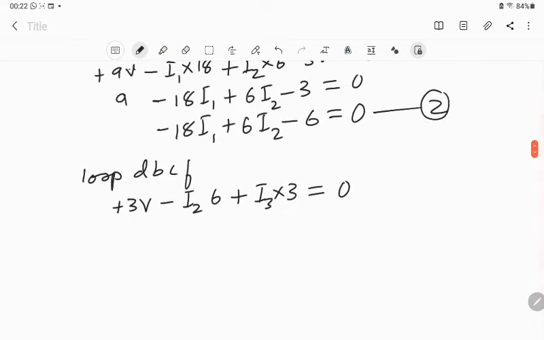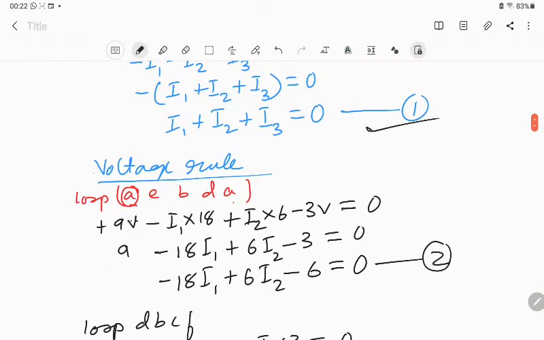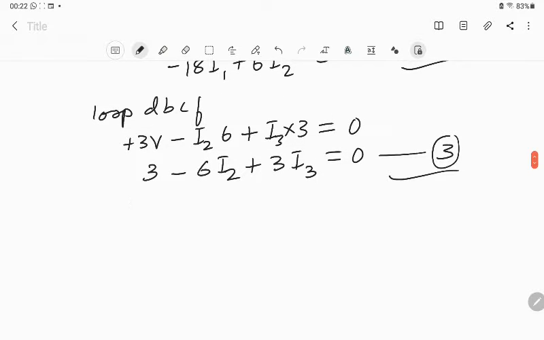So we will have 3 minus 6I2 plus 3I3 equal to 0. So we have three equations, equation 1, equation 2, equation 3, but we have to find I1 and I2, so we have only two variables. In order to solve a two variable equation, we need two equations, right?